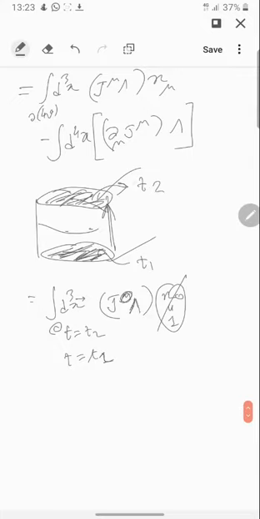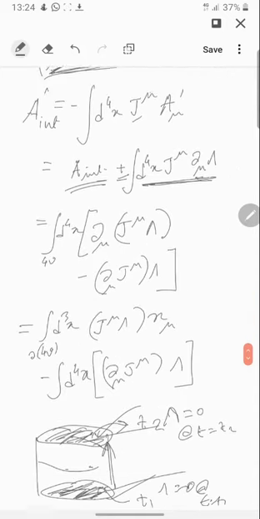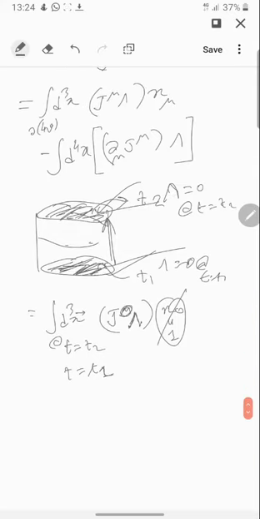Since lambda is the gauge parameter, we have a choice to set this lambda equal to 0 on these two surfaces, at t equal to t1 and at t equal to t2. This we can do by our choice. Why? Because lambda is an arbitrary gauge parameter. This lambda we brought in to define this gauge transformation, and lambda is in our hand. Lambda is the parameter which we can set. So, we can choose this lambda to be 0 at T2 and T1 surfaces.